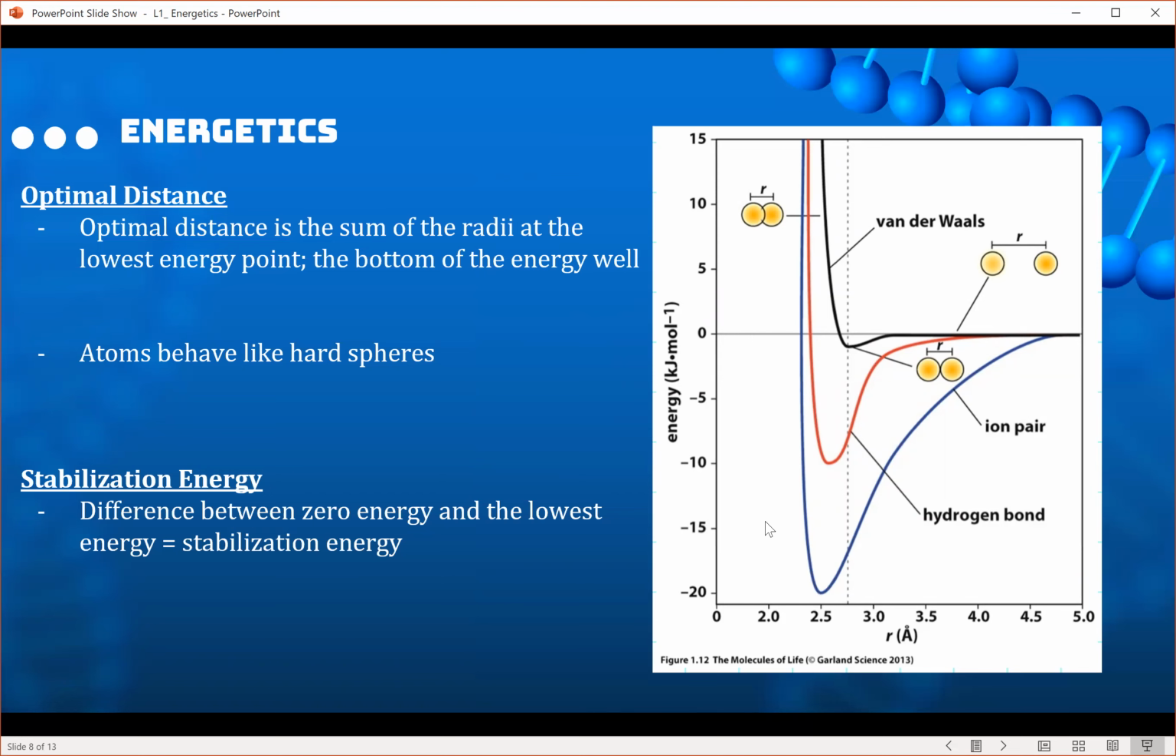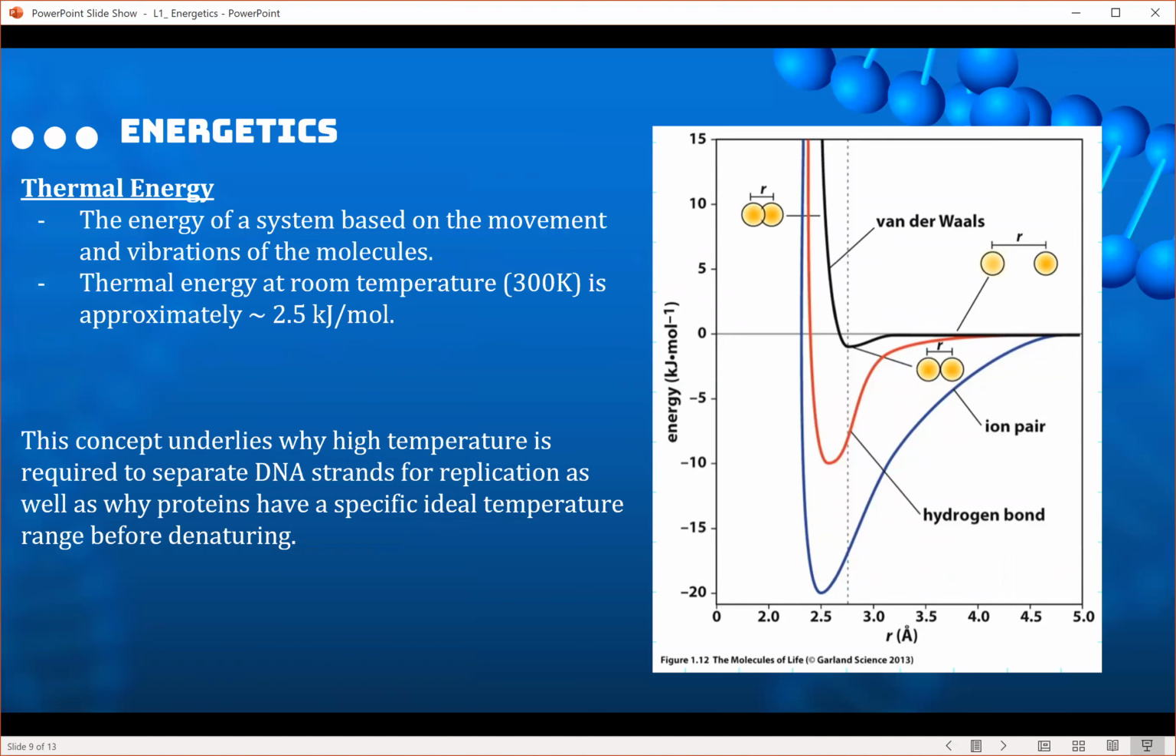And this is important when we talk about thermal energy here. So thermal energy is the energy of the system based on the movement and vibrations of molecules. We could define it as how much energy is transferred from molecule to molecule when they collide. And thermal energy at room temperature, if we put it at 300 Kelvin for simplicity's sake, is approximately 2.5 kilojoules per mole, which means that's as much energy that's going to be transferred when they collide with each other. And you could figure this out using a Boltzmann factor and temperature or the gas constant and temperature. And that I won't be going into.